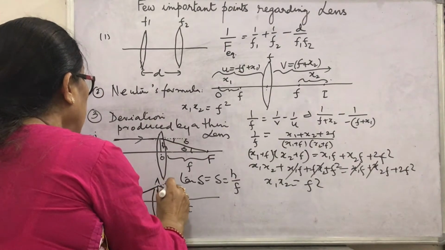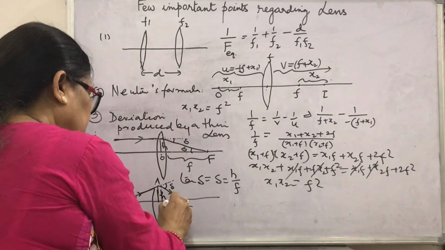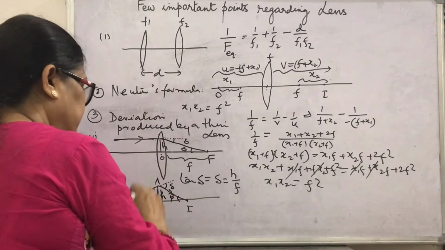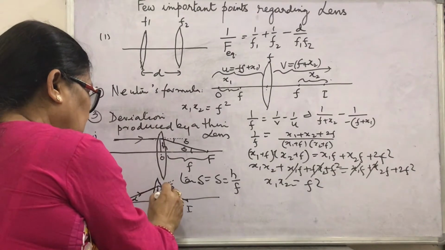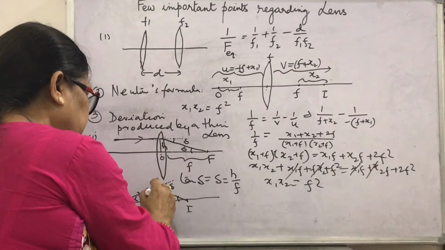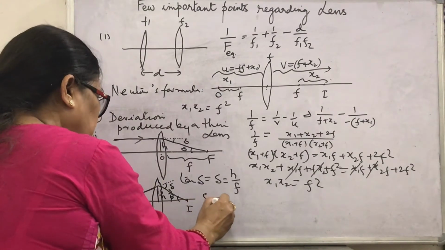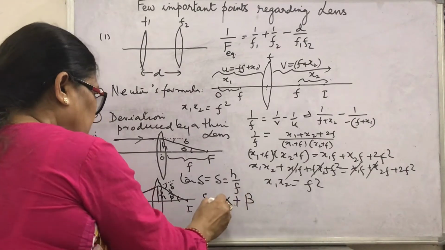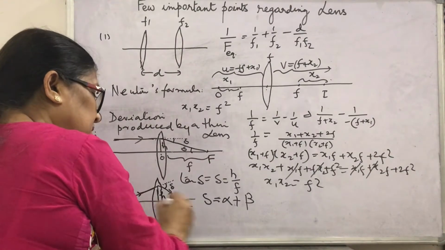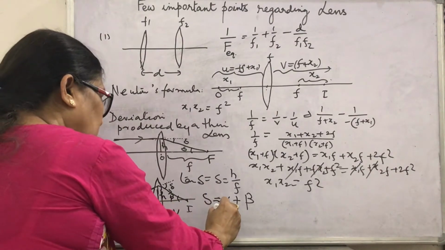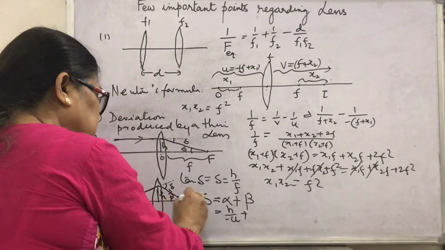the angle of deviation for the point object, look, this is angle alpha, suppose this is angle beta. For this triangle, the exterior angle delta will be the sum of alpha plus beta. And what is alpha? This is u and this is v. U will be written with a minus sign. Then what will you write? Alpha as h upon minus u plus beta as h upon v.